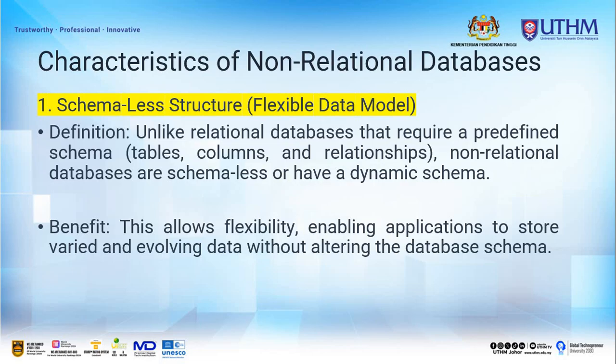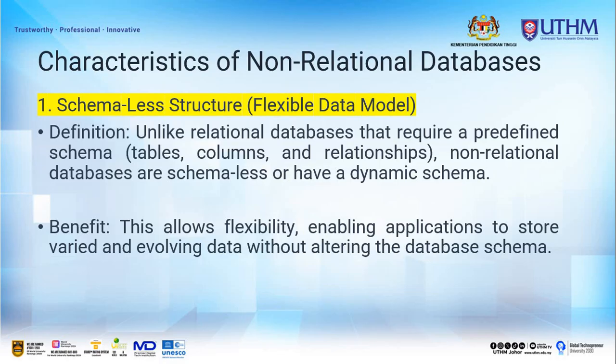There are actually 4 major characteristics of non-relational databases. The first one is schema-less structure, flexible. Unlike relational database that requires a predefined schema, like we have to define the table and the columns, right? I hope you remember attributes and entity. Entity is a table, attribute is a column. Relationship.